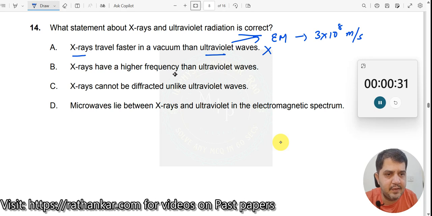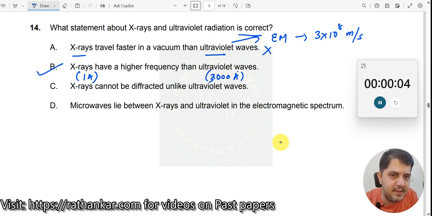X-rays have a higher frequency than the ultraviolet rays. Definitely X-rays have a higher frequency. Remember, the wavelength of X-rays is very, very small. The best way to understand this one is the wavelength of X-ray is around 1 angstrom. The wavelength of ultraviolet rays, which lie just before violet, should be somewhere around 1000 angstroms or 4000 angstroms, around 3000 angstroms. So definitely this is much larger than this. So B is the right answer.